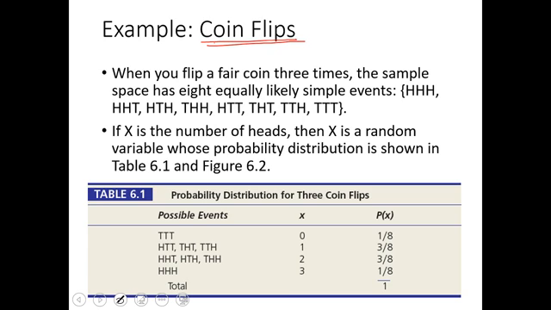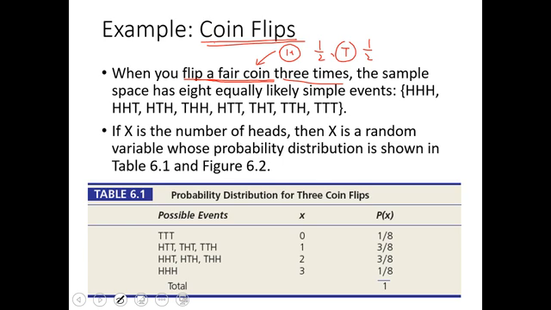So tossing a fair coin. Fair coin means that the probability of head is 1 over 2 and the probability of tail is 1 over 2, then we say that it is a fair coin. So flip a fair coin 3 times.